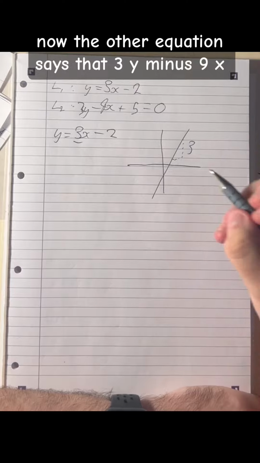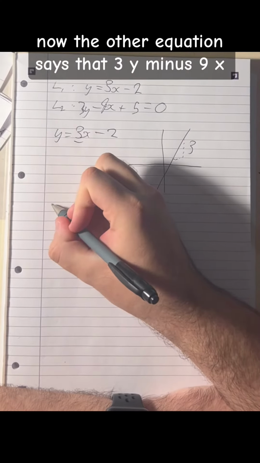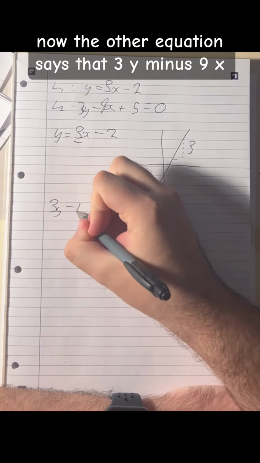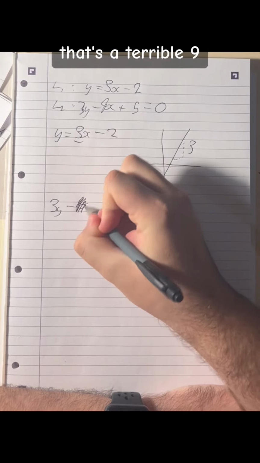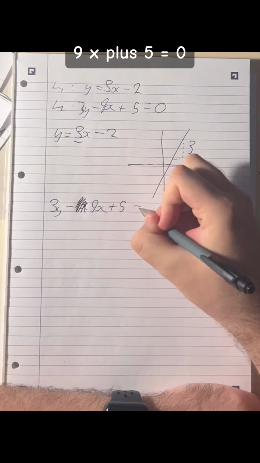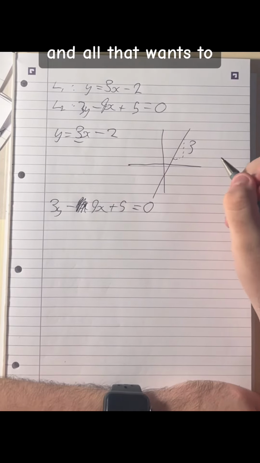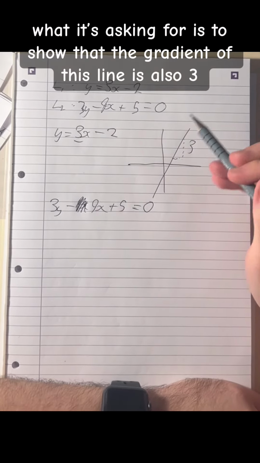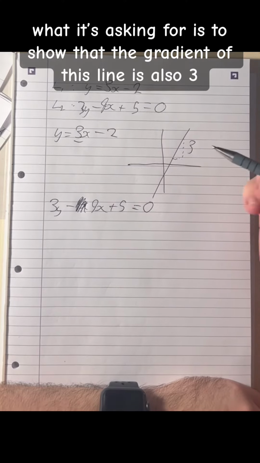Now, the other equation says that 3y minus 9x plus 5 equals 0. And all it's asking for is to show that the gradient of this line is also 3. So how can we do that?